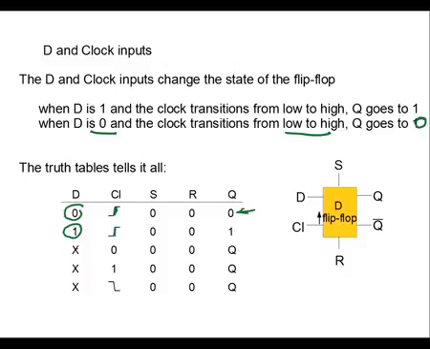Now, let's say that the clock is 0. So we're not looking at the transition. Then we ignore D, and Q just stays what it was. It doesn't change. If the clock is high, it doesn't change. If the clock is going from high to low, it doesn't change. So the only time that D can affect the output is when the clock goes from low to high. It's this transition here. Okay, so we have that.